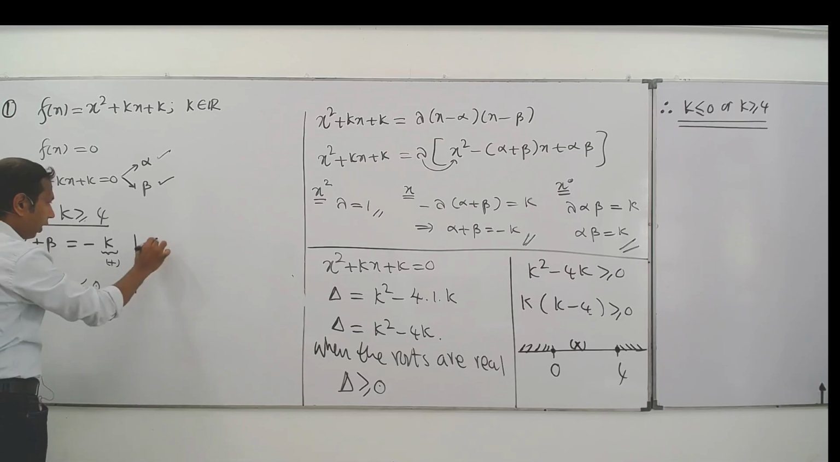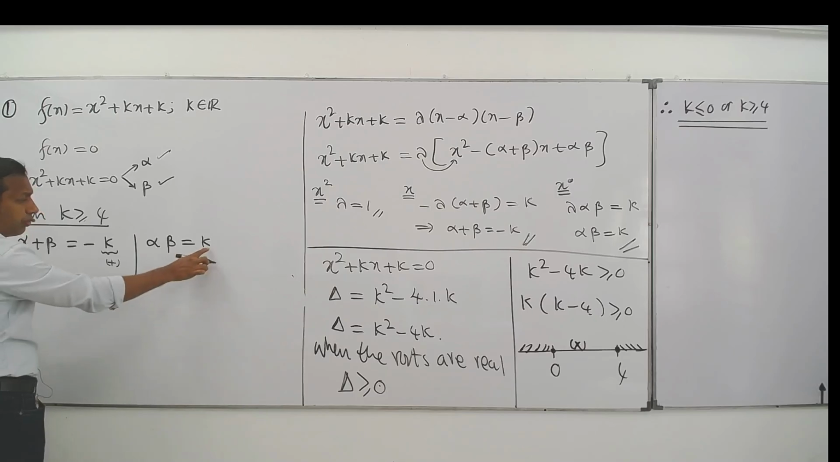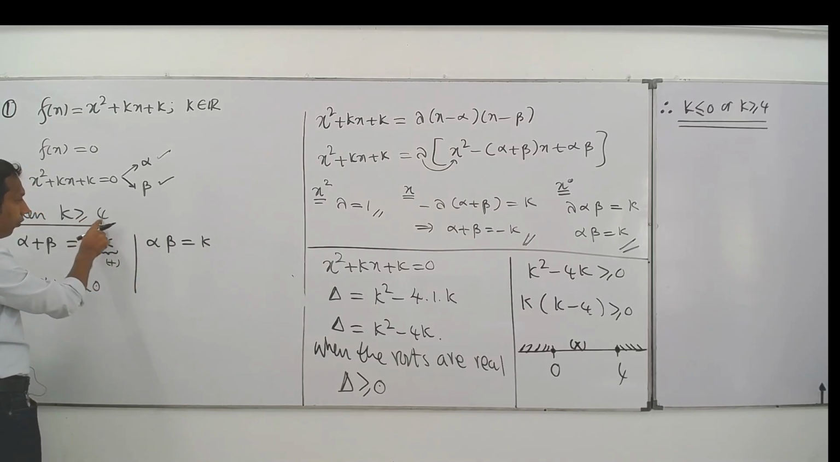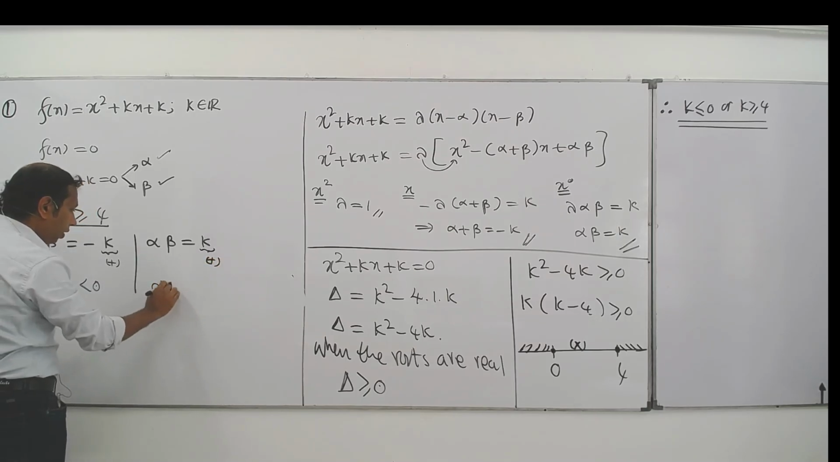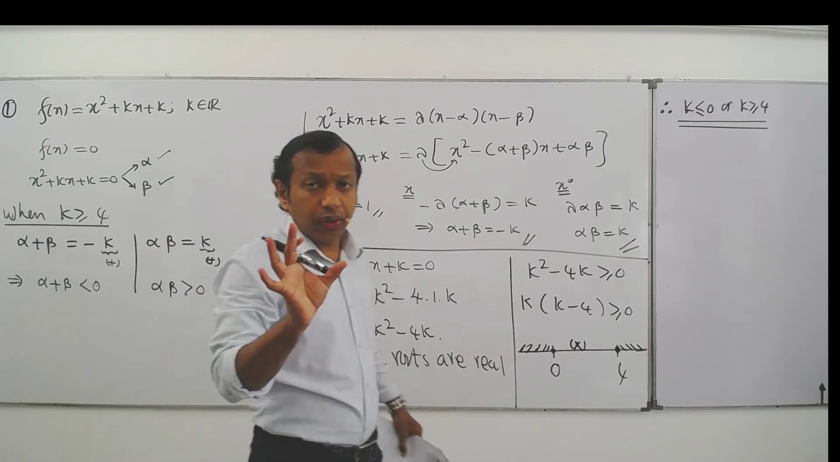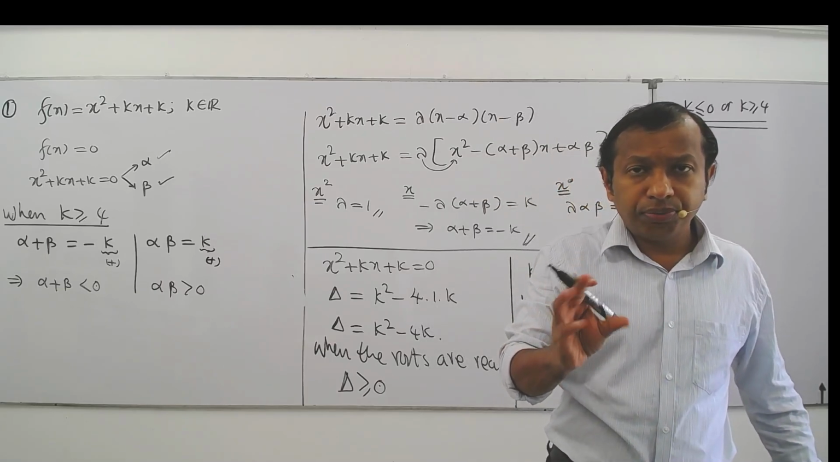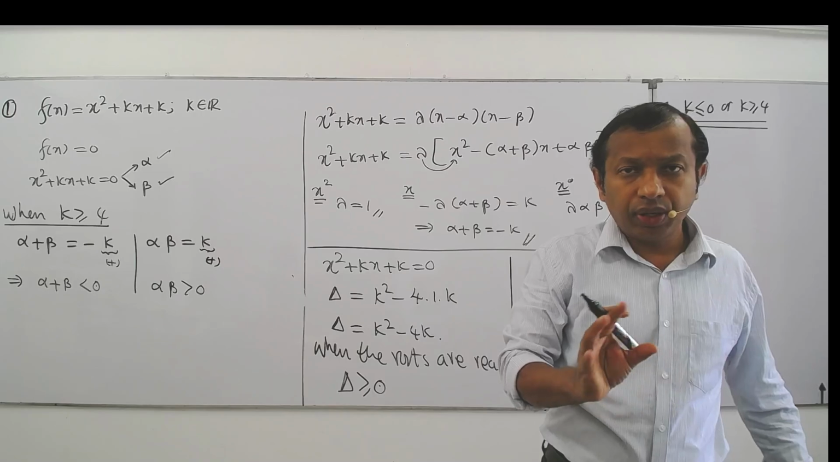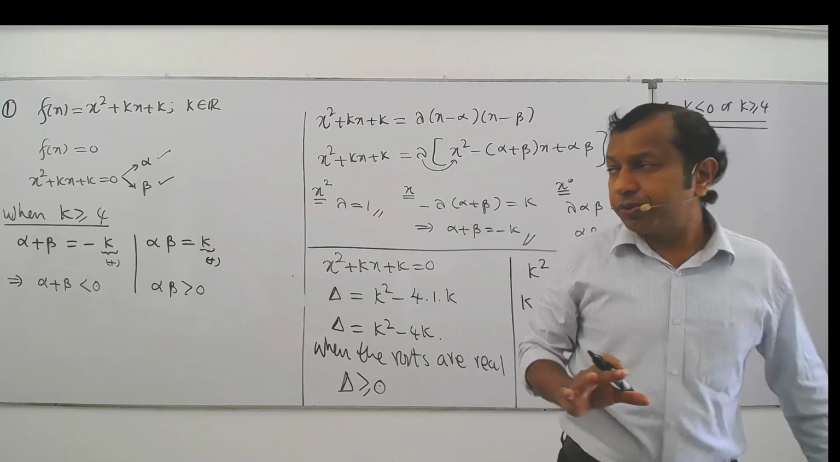Similarly, when you take alpha beta, it is k. Since this k is greater than or equal to 4, this is positive. Therefore, alpha beta is positive. Now, alpha and beta are two real numbers. Their sum is negative. Their product is positive.